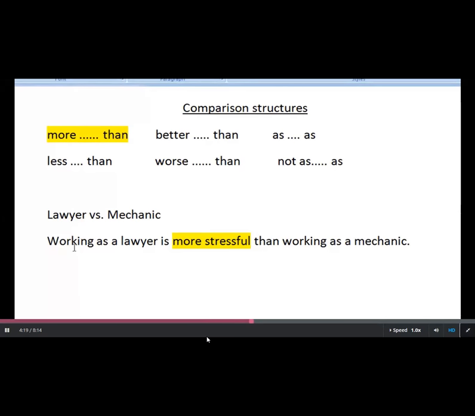And the way that we do it is, well, notice that we're continuing using gerund phrases similar to the previous class that we had where we learned how to make gerund phrases. So working as a lawyer is more stressful than working as a mechanic. At the same time, you could say working as a mechanic is less stressful than working as a lawyer.